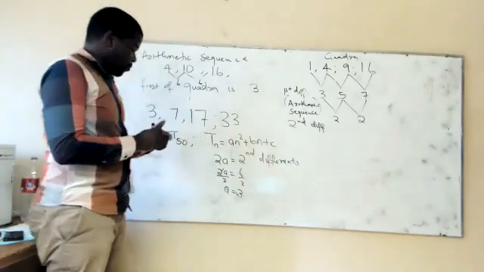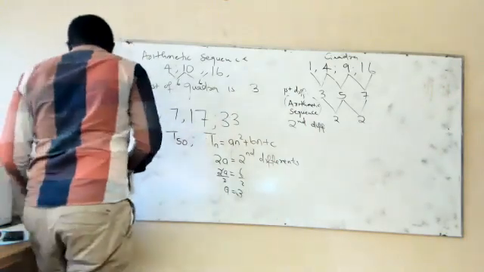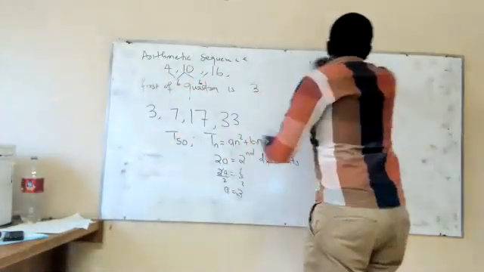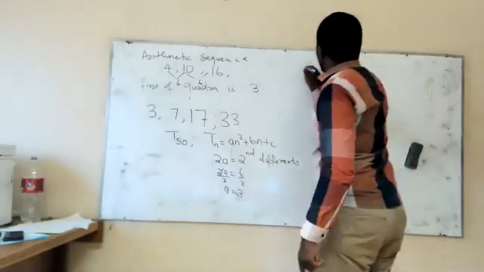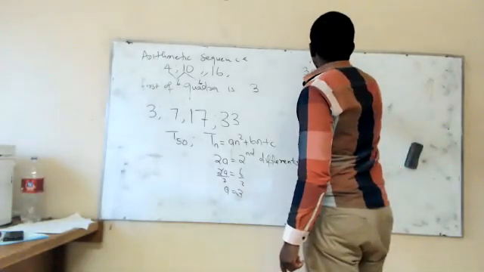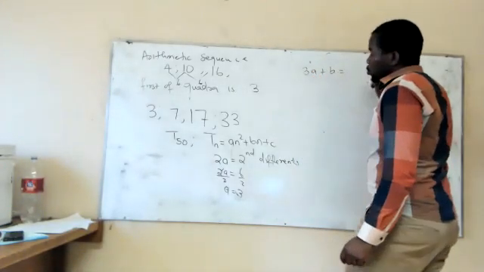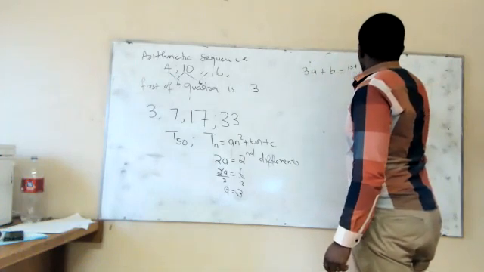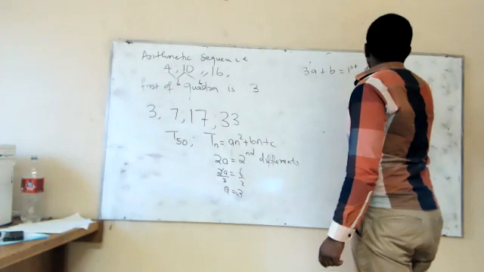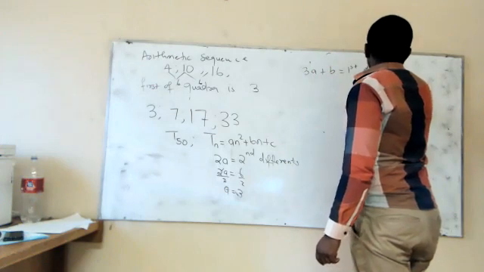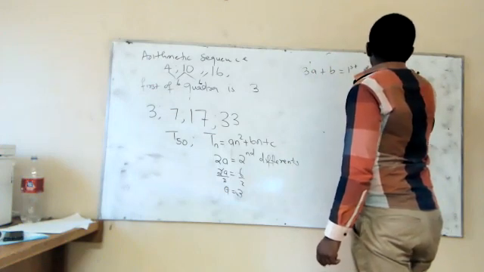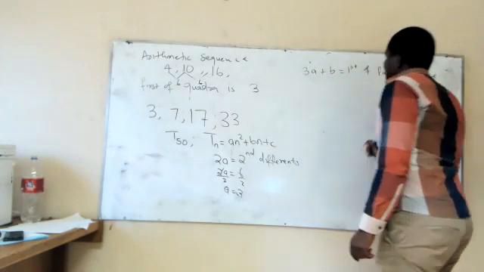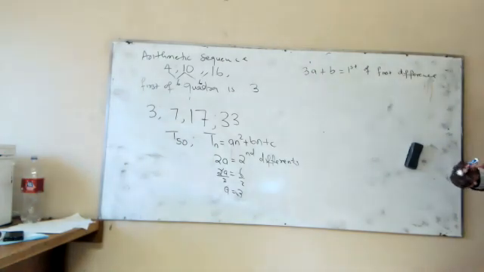Let's go for the value of B. How do you get the value for B? The value for B you obtain by using this formula of 3A plus B must be equal to first term of first difference. First term of first difference.